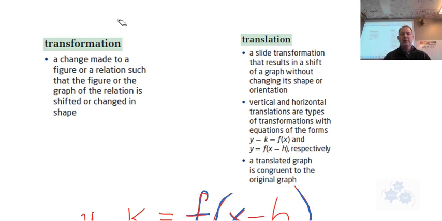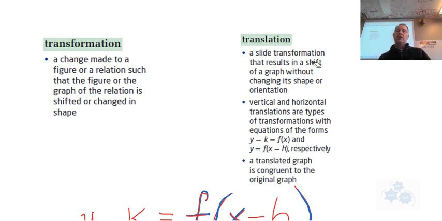Okay, a transformation on the larger scale is a change that is made to a figure, or in our case like a function, right, or a relation, such that the figure or the graph of the relation is shifted or changed in shape. So a transformation is a shift, either left, right, up, down, or a change in shape, which would be like a stretch or a compression or a flip around or something like that. That's what a transformation is. Taking a basic function and changing its parameters to make it look like something slightly different.